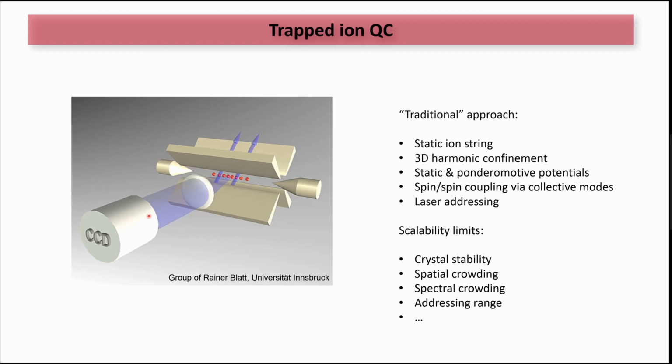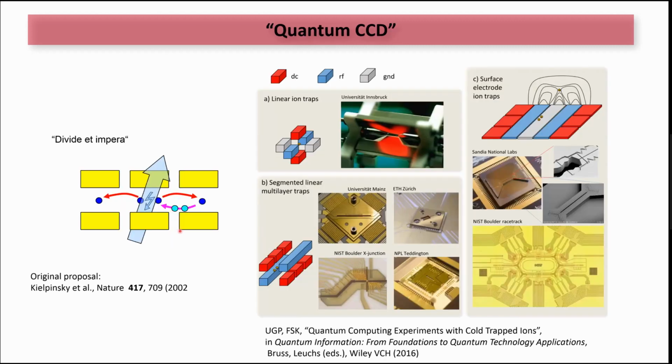So this platform is obviously great and has produced great results so far, but it has limits in terms of scalability. As we try to put more and more ions in this Coulomb crystal here, the crystal stability becomes limited. We have a spatial crowding of the ions, spectral crowding of the motional modes, and we cannot address these ions anymore. So a way to circumvent this limitation was proposed by the NIST group now almost 2 decades ago.